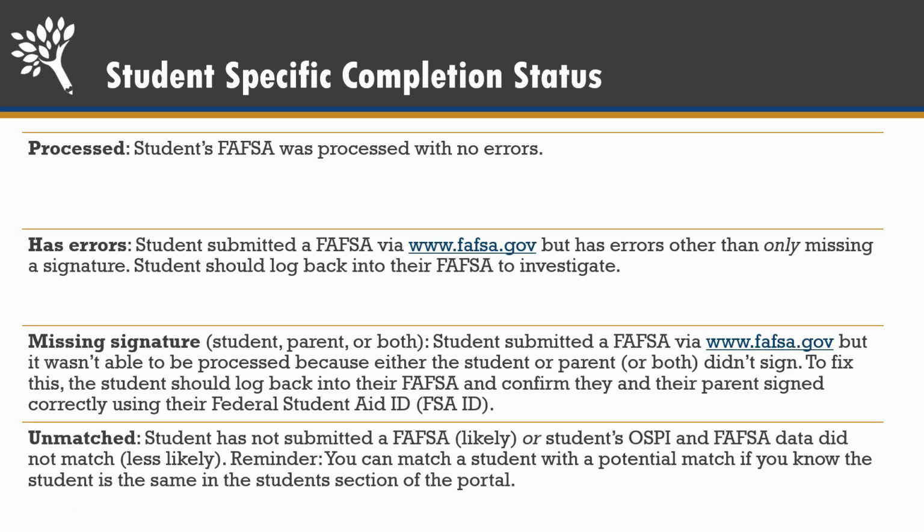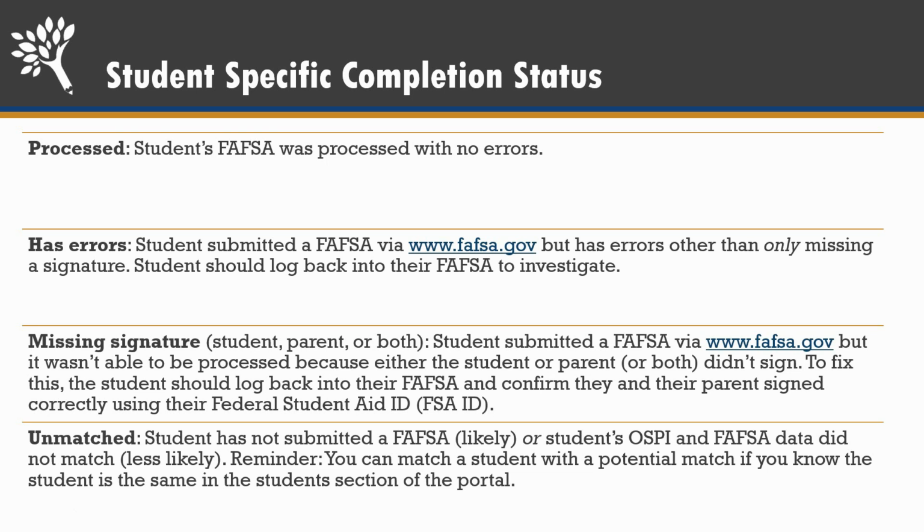Missing signature means that the student submitted a FAFSA, but it wasn't able to be processed because either the student or parent, or both of them, didn't sign. To fix this, the student should log back into their FAFSA and confirm that they and their parent signed correctly using their federal student aid ID.